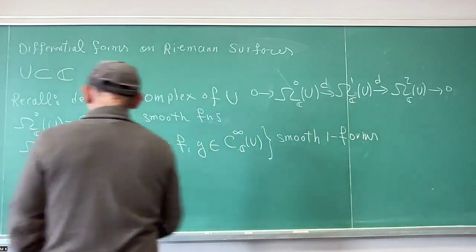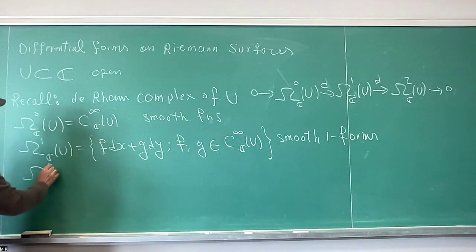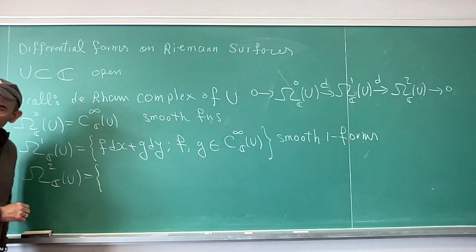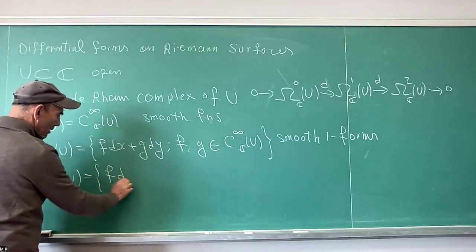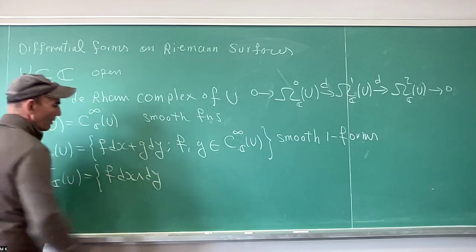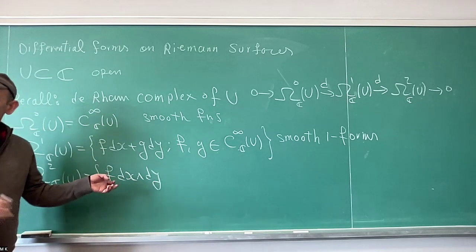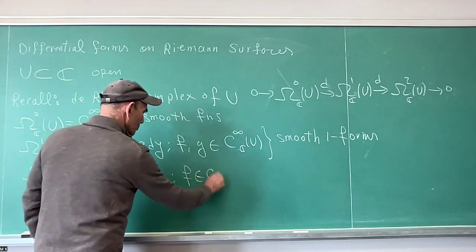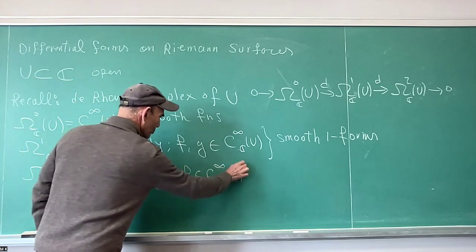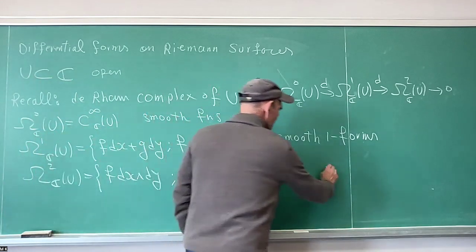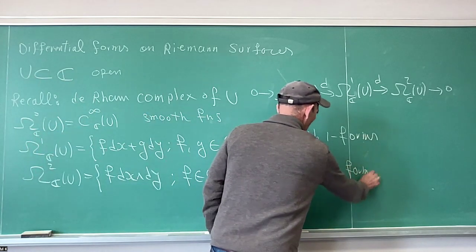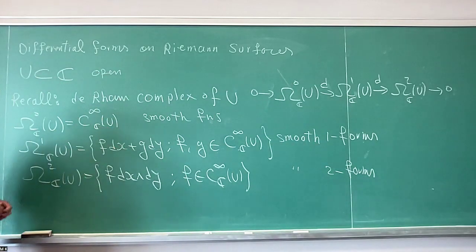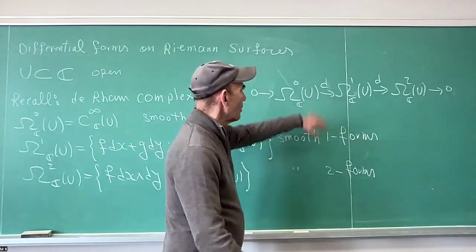And omega 2 C of U is the set of all expressions of the following form, f dx wedge dy. Sometimes you may even drop this wedge sign and just say dx dy. Where f again belongs to C infinity C of U, these are smooth two forms. And there's nothing else. Now this d we defined at this level. So d is the de Rham differential.